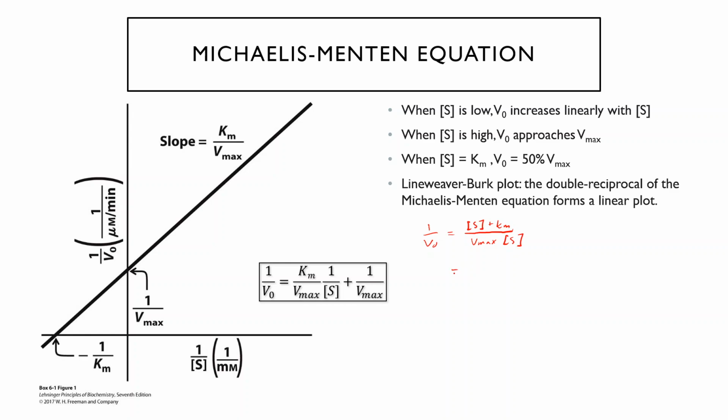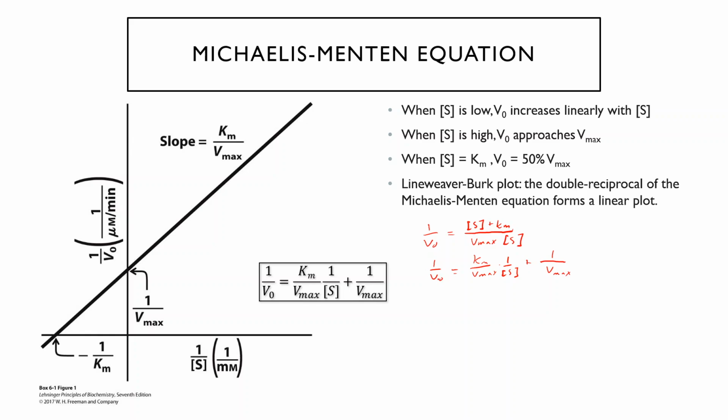And what we can then do is say, well, in this case, we'll put Km first, and we'll say it's Km over Vmax times 1 over the substrate concentration, plus, on the other side, substrate concentration cancels itself out, and you're just left with plus 1 over Vmax. And so the nice thing about this is now you have, or can make, a straight line.